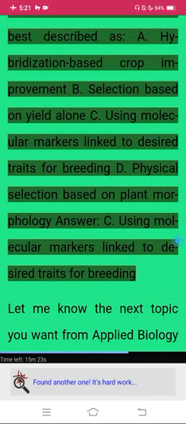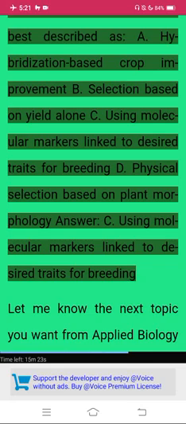CSIR-NET June 2018. Marker-assisted selection is best described as: A, hybridization-based crop improvement. B, selection based on yield alone. C, using molecular markers linked to desired traits for breeding. D, physical selection based on plant morphology. Answer: C, using molecular markers linked to desired traits for breeding.